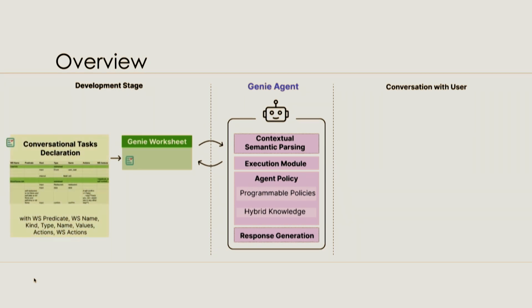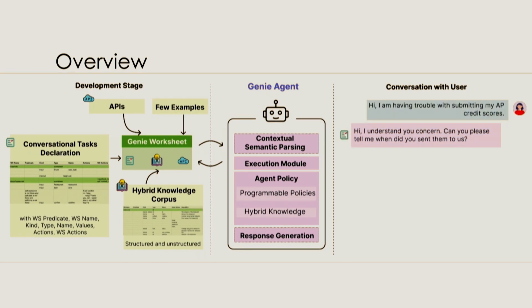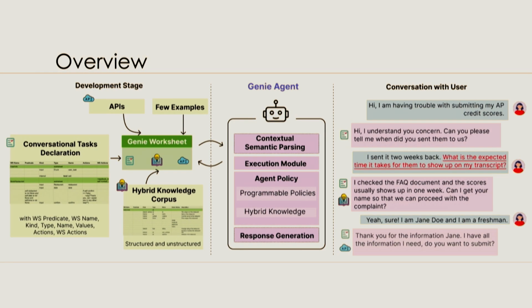Genie takes this declarative specification that you can define, then you provide the database that you want to use, you provide the APIs that you finally want to call, and some examples of how you want the system to interact with the APIs. And finally, you can have a smooth conversation with the Genie agent.